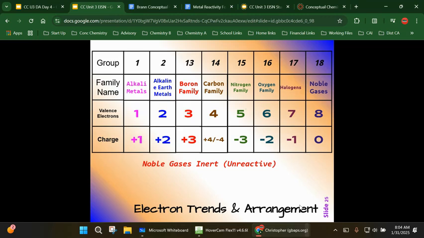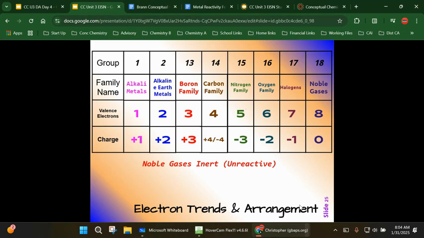So you're trying to find something that doesn't react with anything. You're trying to find something that is a gas. You're trying to find something that is very hard to find in that way. So they were some of the last elements found, ladies and gentlemen. Some of the last elements discovered. Okay? And that is why.